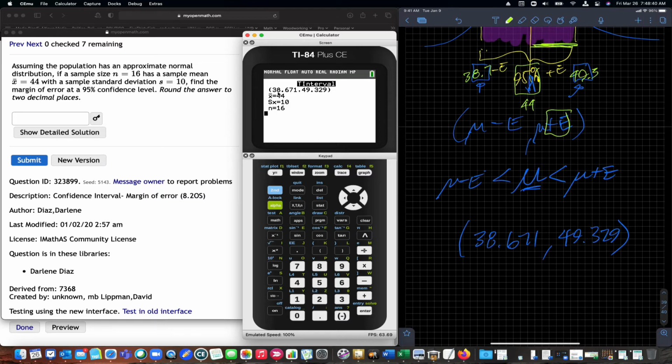So all we need to do is either take the upper limit and subtract the mean from it, or take the lower bound number and subtract it from the mean. Those are two ways because that's the distance.